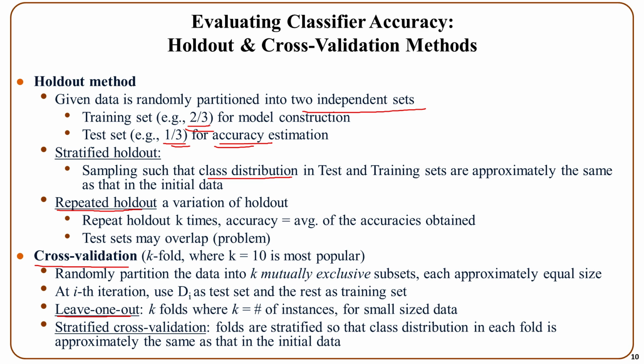One variation of this method is leave-one-out. Basically, k is the number of instances, and each time we use one instance for testing and the rest for training. Another variation is stratified cross-validation, similar to what we talked about with the holdout method, in which folds are stratified so that the class distribution in each fold is approximately the same as that in the initial data.